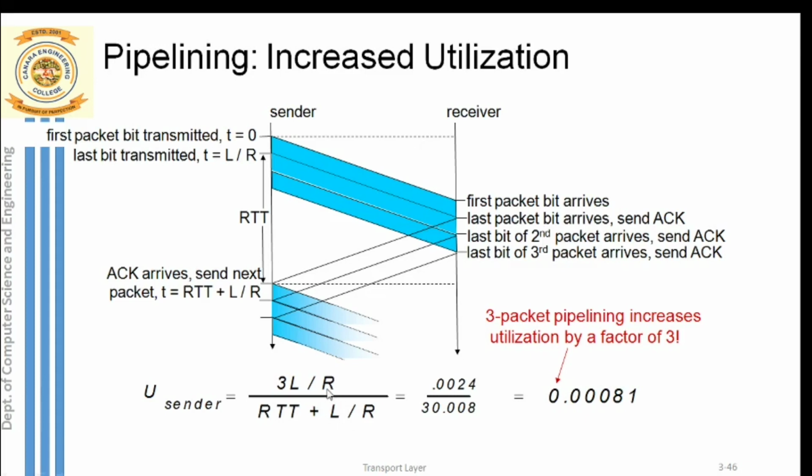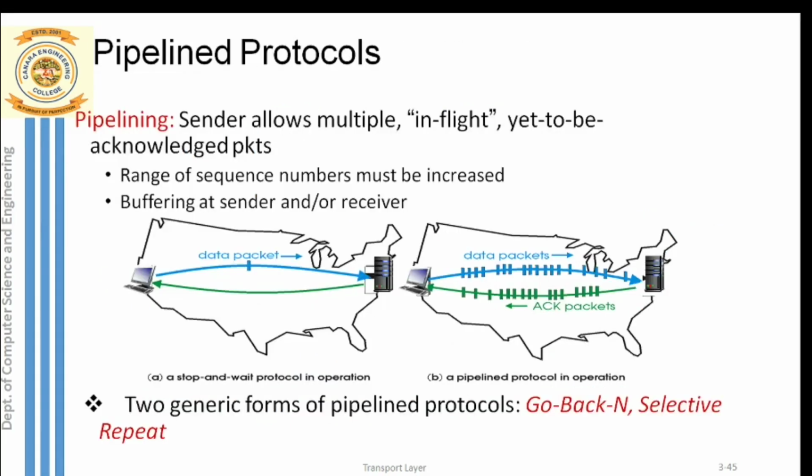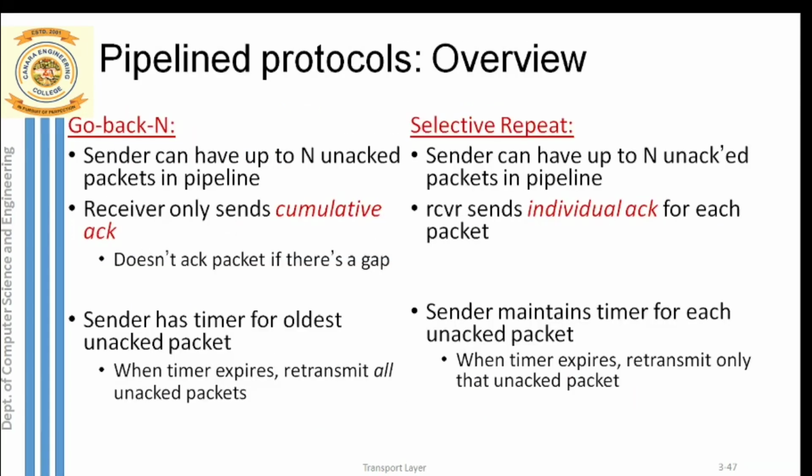Instead of one packet, you are now transmitting 3 packets. So the sender utilization is increased. Earlier it was 0.00027, but this time it is increased to 0.00081. So 8.1% of the link capacity is utilized now. So when you're sending 3 packets at a time, the sender utilization is increased 3 times. This is actually the advantage of pipelining, increasing the utilization. Okay, so you can now go to the actual 2 protocols that we have here.